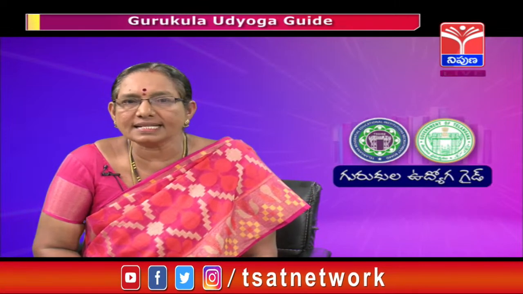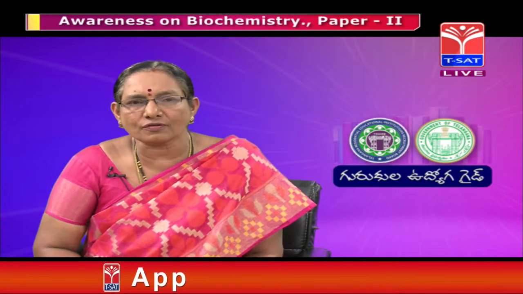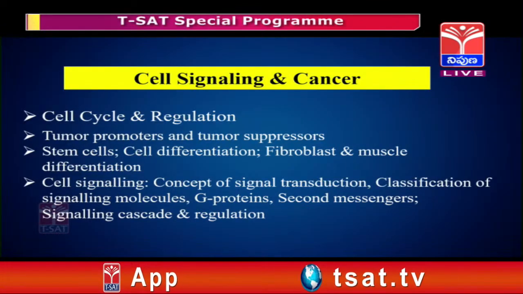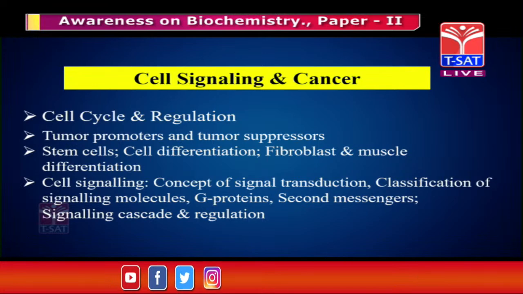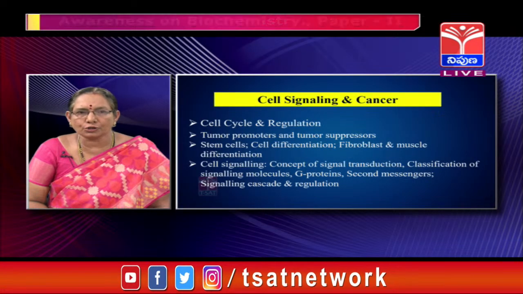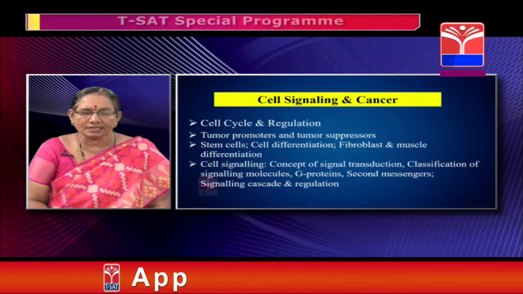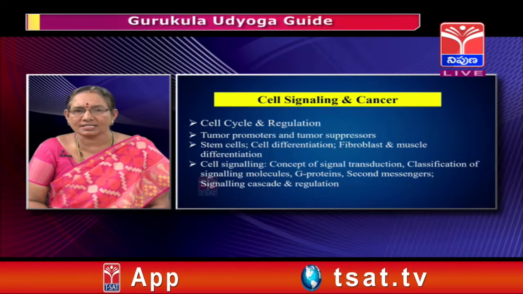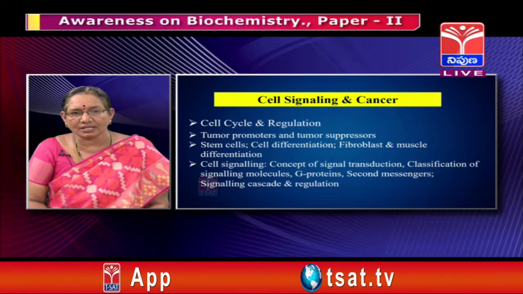We have cell cycle and regulation. So one has to understand the phases of the cell cycle like G1, G2, S and M, and then the cyclin dependent CDKs and different types of cyclins which will regulate this cell cycle, and checkpoints also we have. And moving to tumor promoters and tumor suppressors, you have oncogenes and tumor suppressor genes like your RB gene, P53 gene, MYC gene, etc.